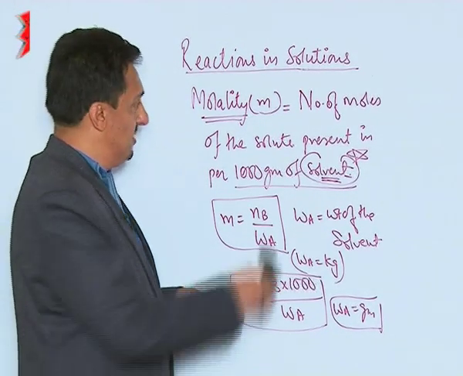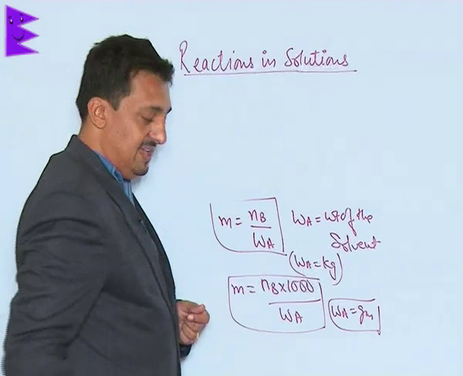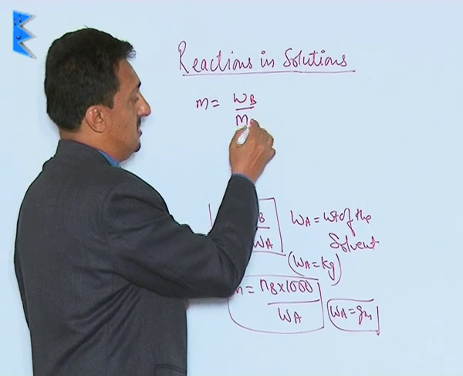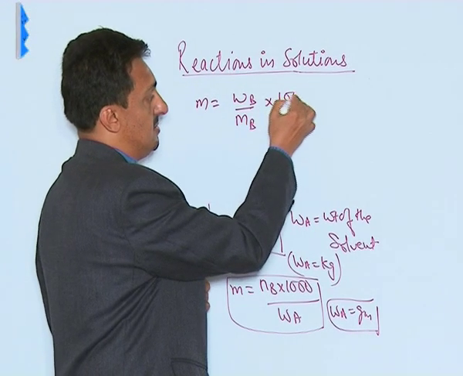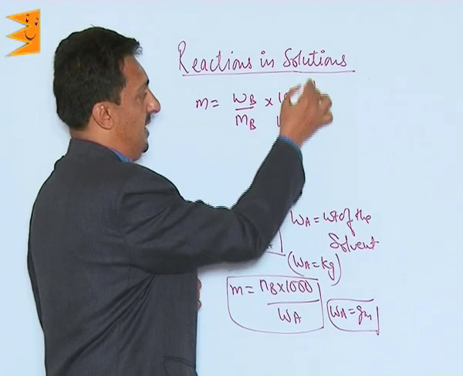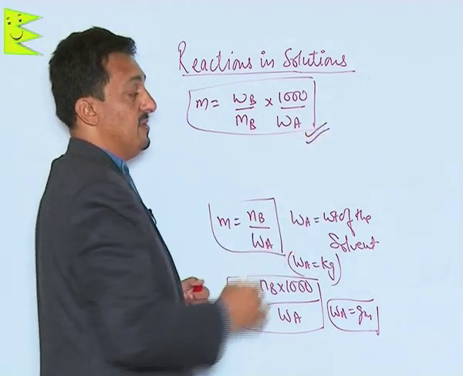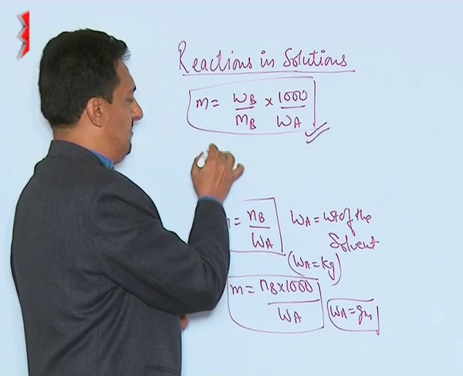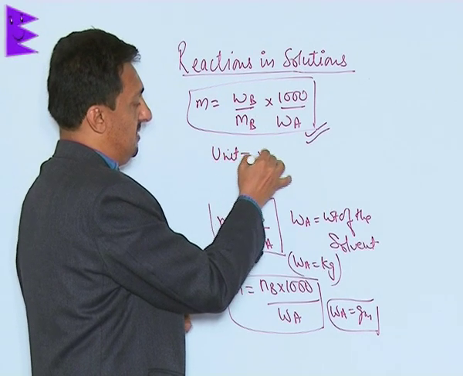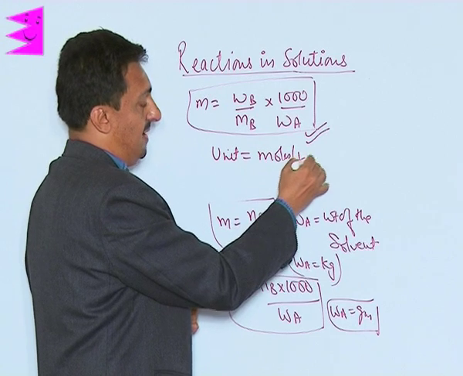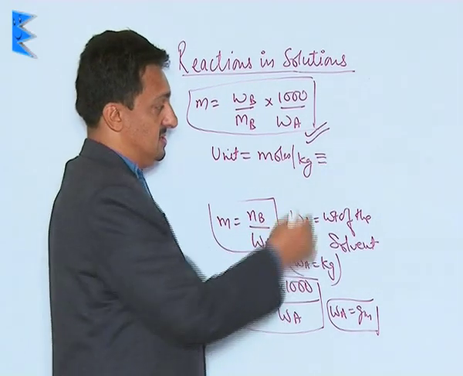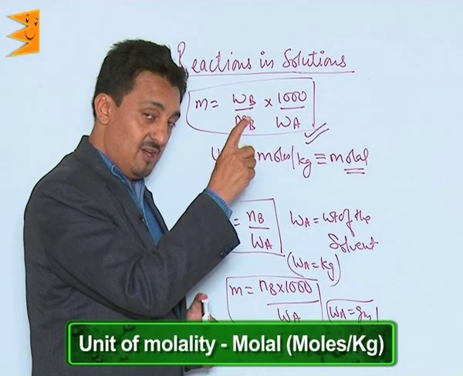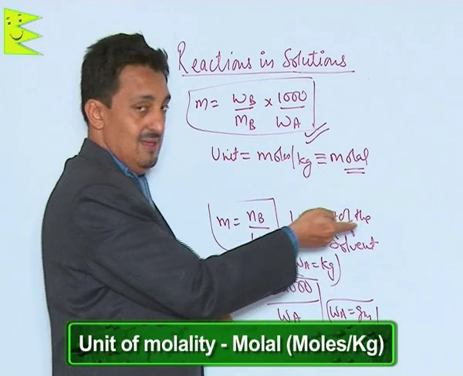We can expand this number of moles also, like we have done in case of molarity. So this formula becomes weight of solute, divided by molar mass of solute, times 1000 upon weight of solvent. So this is the formula of molality. And from here we can make out its unit will be moles per kg of the solvent, of course, which is in short called molal.